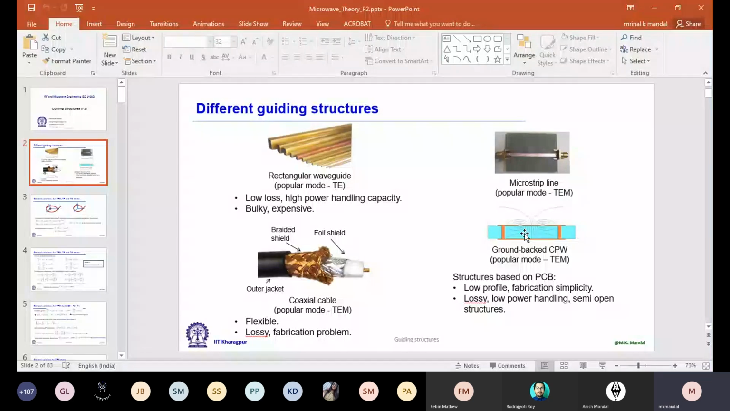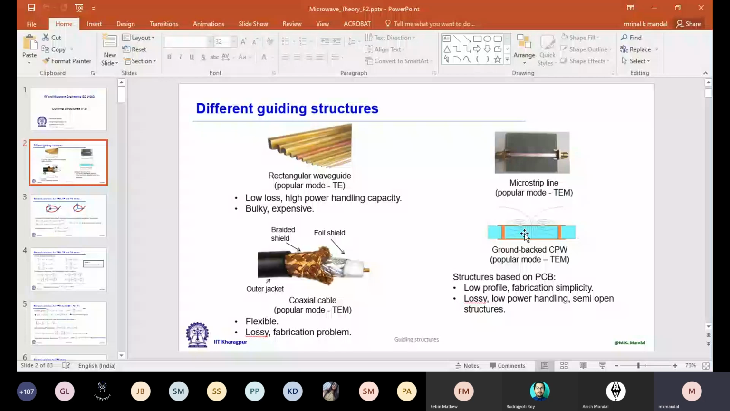Now, why do we need so many different types of guiding structures? Actually, all of these guiding structures have their own advantages and disadvantages. Later we'll discuss in detail. For now, for example, if I consider the rectangular waveguide, cross-section wise it is the biggest among all the popular guiding structures.